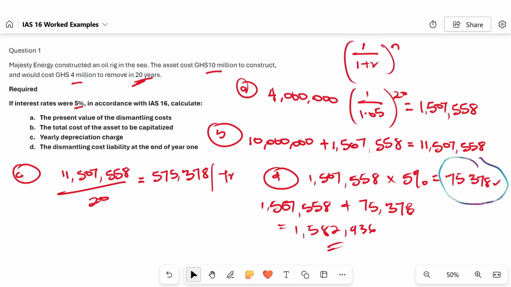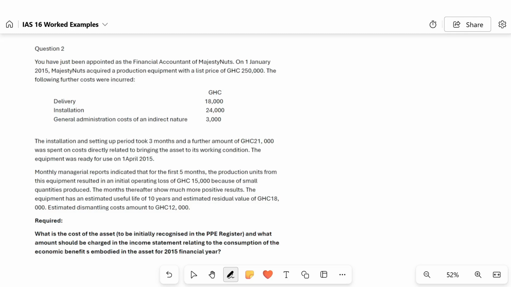We calculated the present value of the dismantling cost, the total cost of the asset to be capitalized, yearly depreciation charge, and the dismantling cost liability at the end of year 1. Question 2. Before we read the question, let us know what is required of us. What is the cost of the asset to be initially recognized in the PPE register, and what amount should be charged in the income statement relating to the consumption of the economic benefits embodied in the asset for the 2015 financial year? Let's read the question.